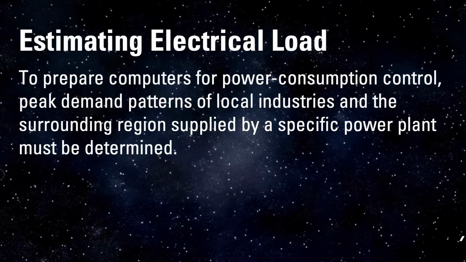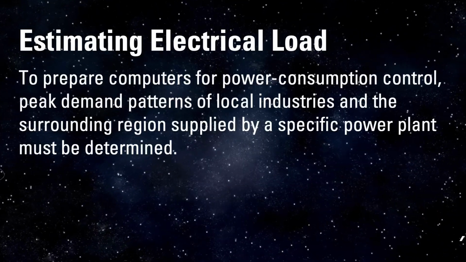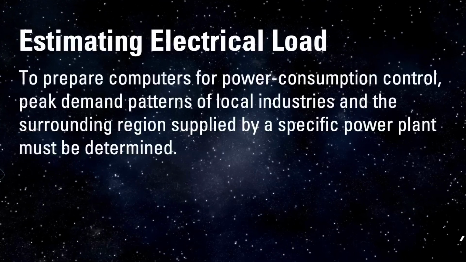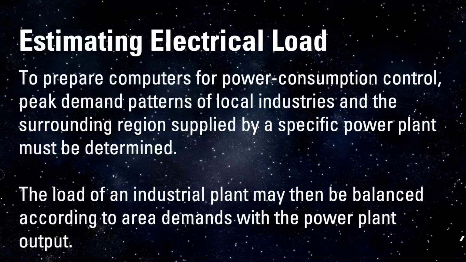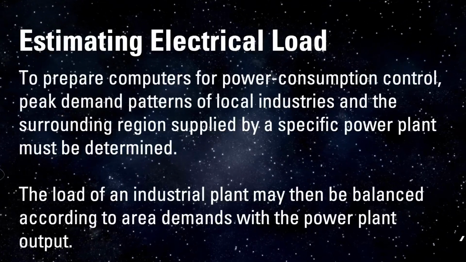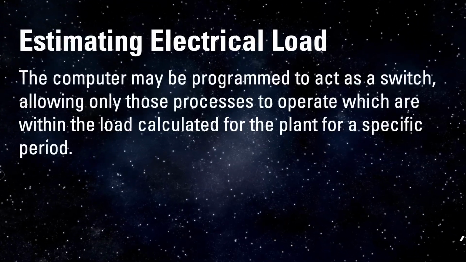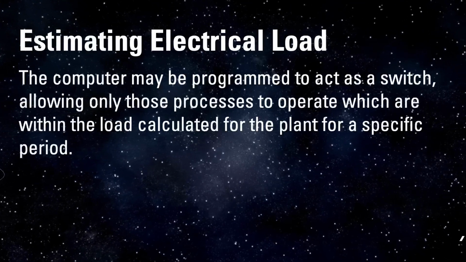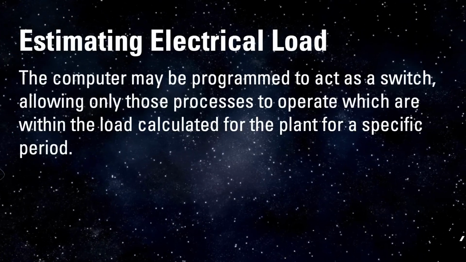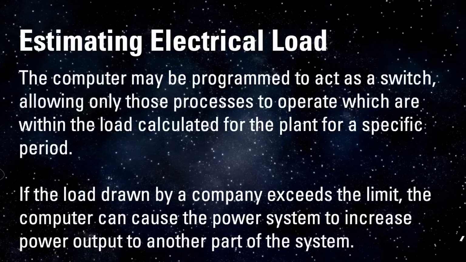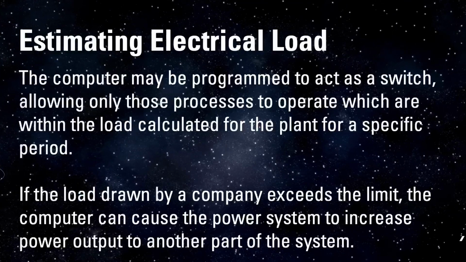To prepare computers for power consumption control, peak demand patterns of local industries and the surrounding region supplied by a specific power plant must be determined. The load of an industrial plant may then be balanced according to area demands with a power plant output. The computer may be programmed to act as a switch, allowing only those processes to operate which are within the load calculated for the plant for a specific period. If the load drawn by a company exceeds the limit, the computer can cause the system to increase power output to another part of the system.